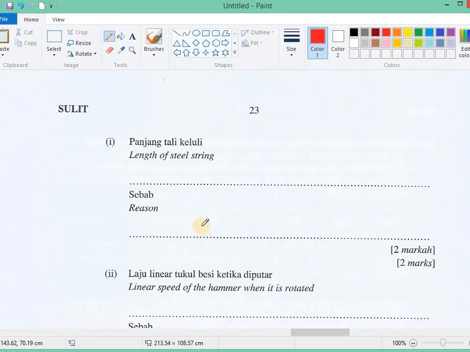Okay, so first we look at the length of the steel string. We want the length to be short. Length of steel string should be short. What is the reason? Centripetal force is inversely proportional to the radius.